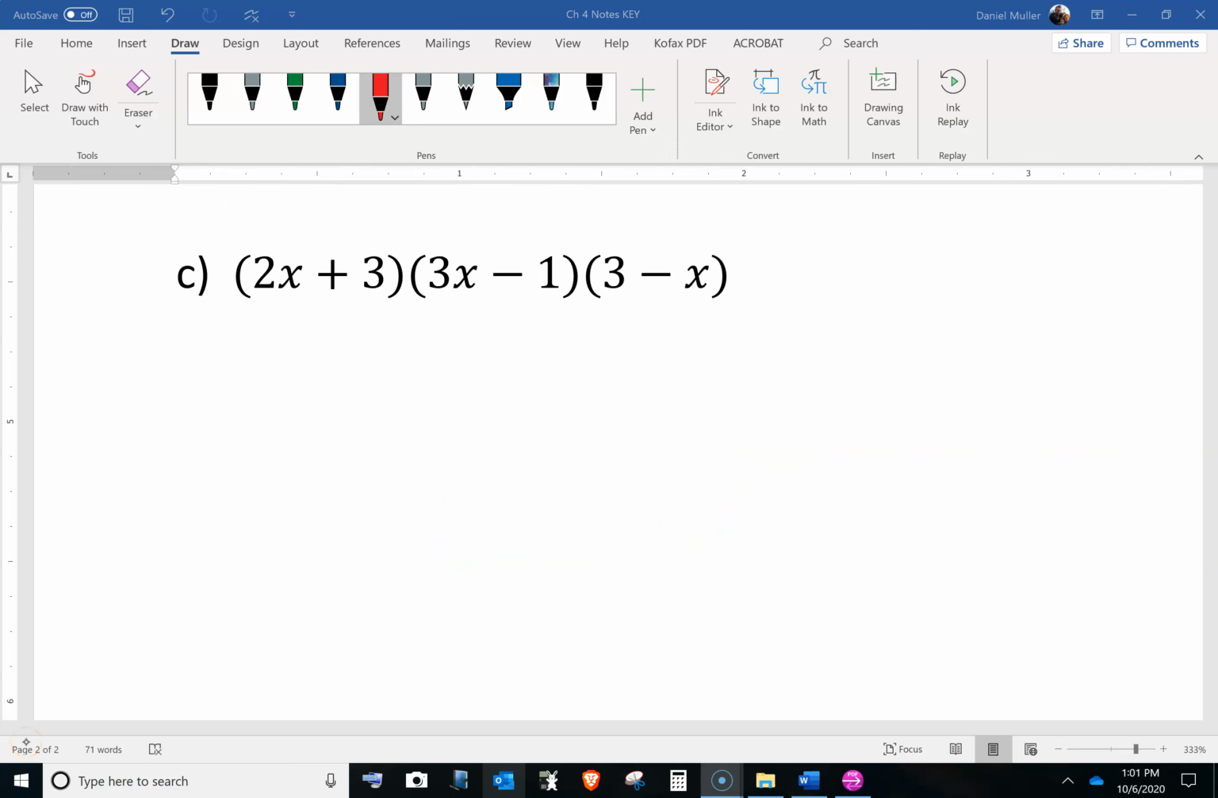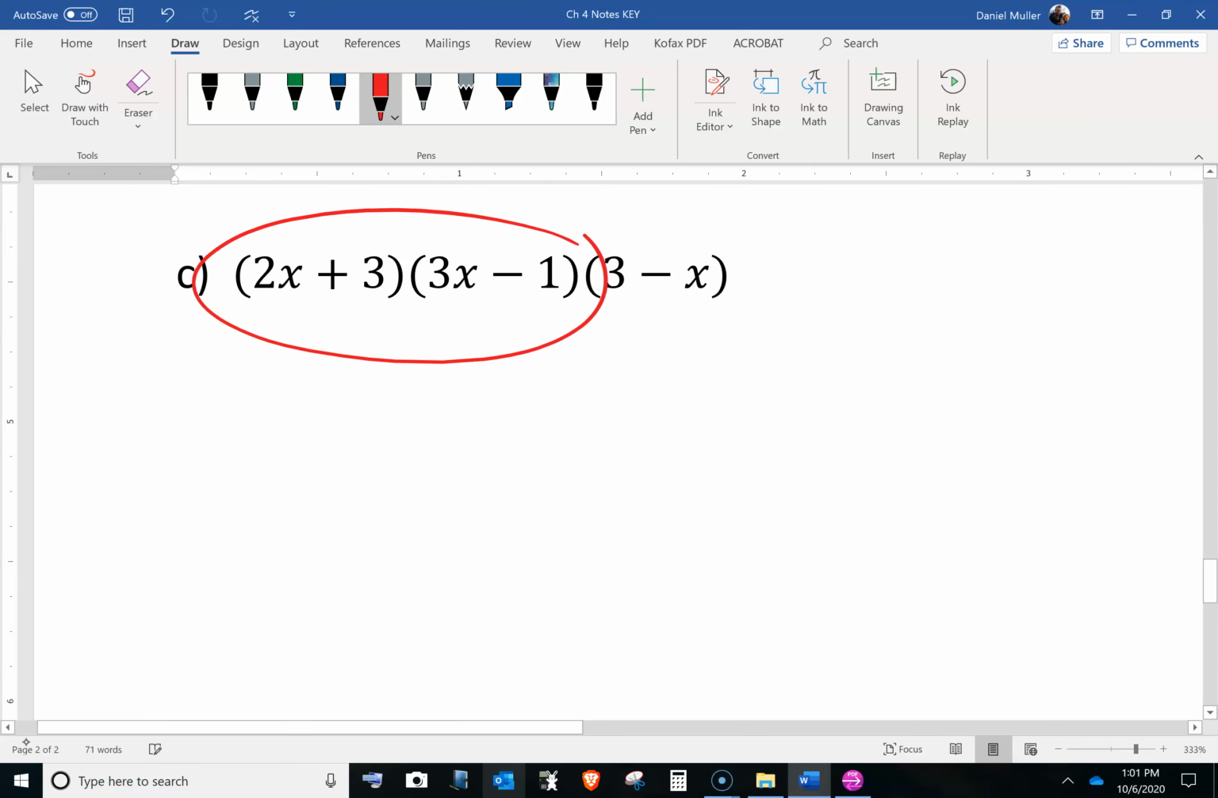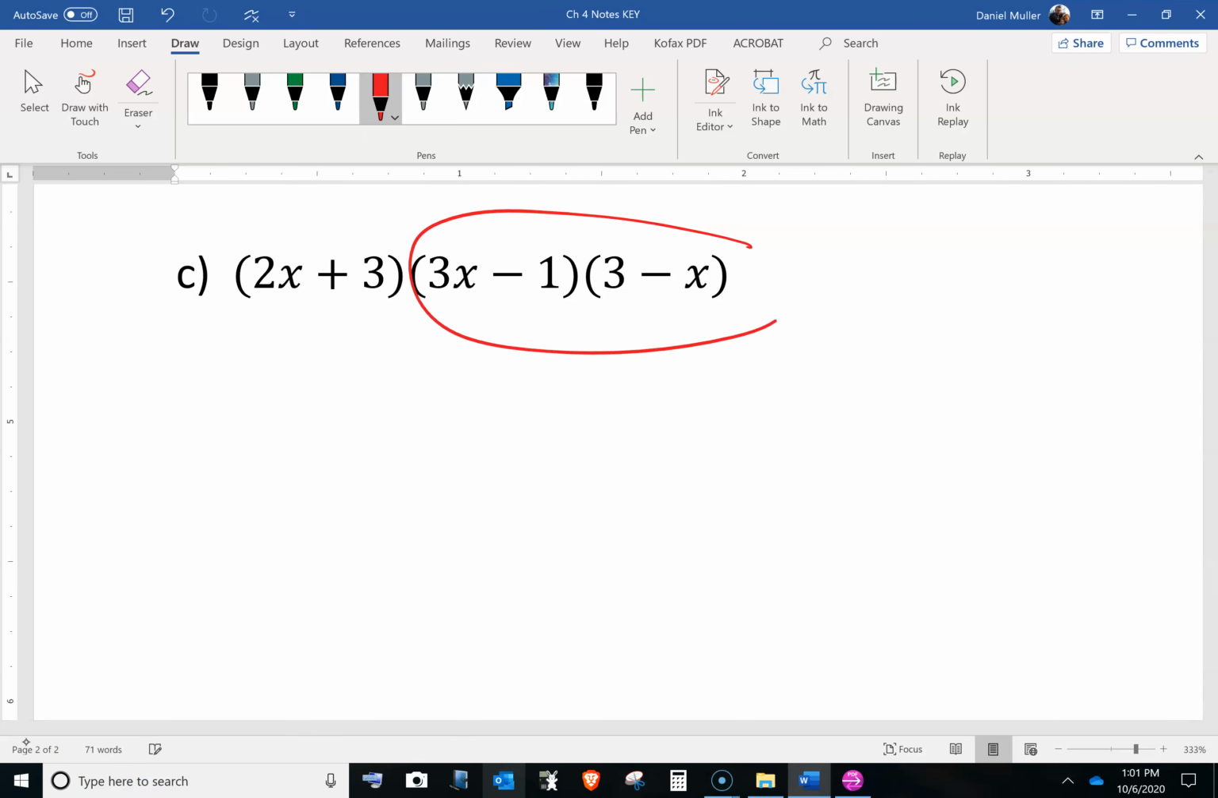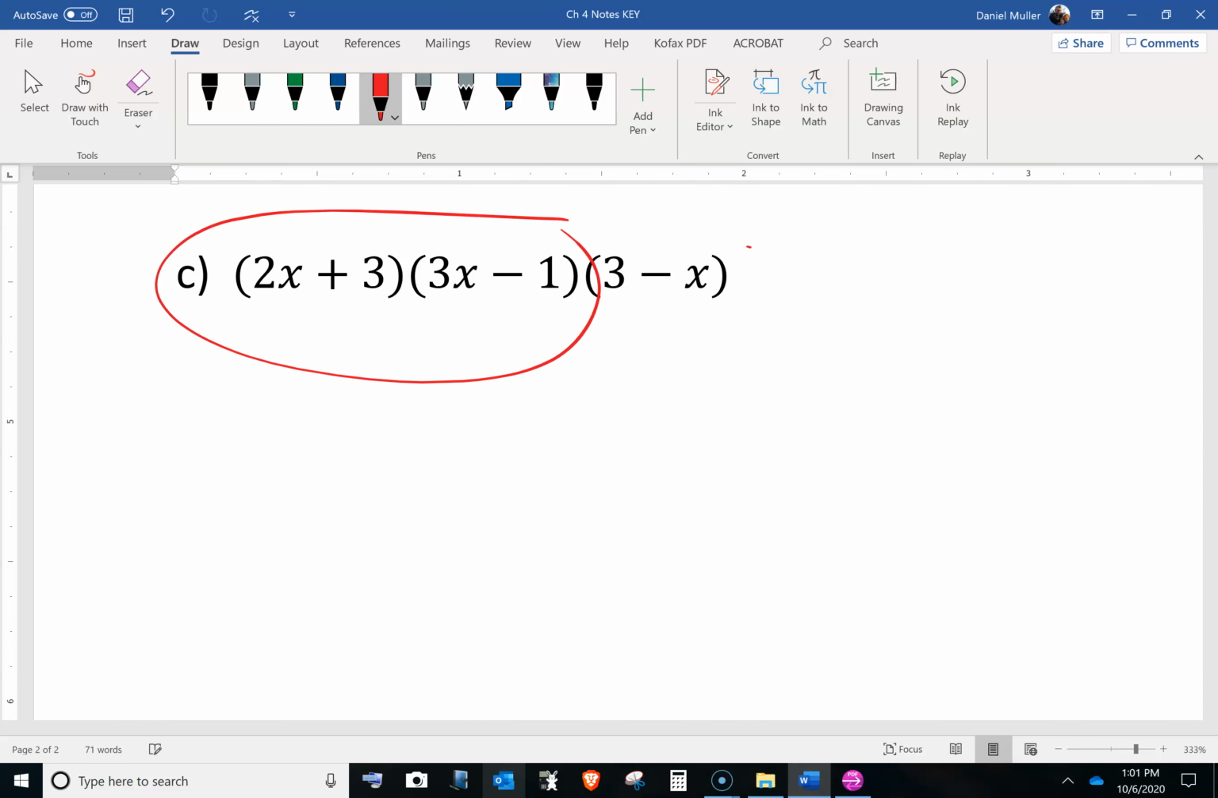So that's what we'll do. We'll multiply these two together first, and then we'll multiply the other one. Now you could, if you wanted to, multiply these two together first. Doesn't really matter which way you do it, but we're going to do mine left to right. So we'll start with the left ones and then make our way to the right.